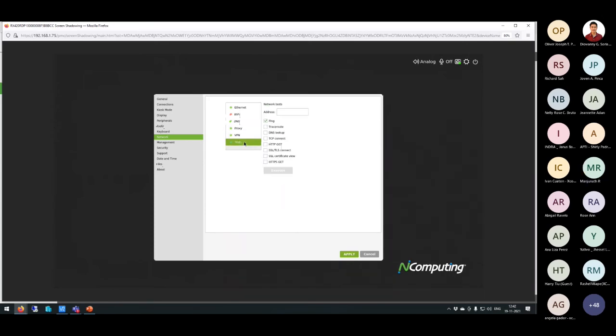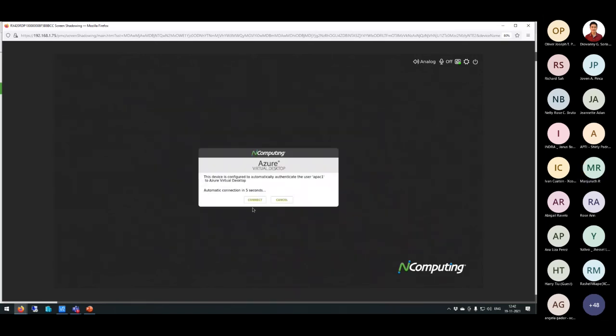Then you have the test option, which gives you complete testing of your network tools, where as a PMC admin or a system admin, the device network status can be completely tested with these test options. Now I'll just go back. I'll just connect to the Azure Virtual Desktop.